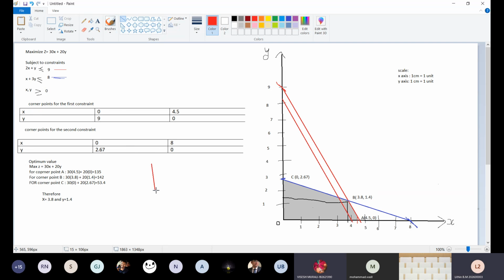Sir, could you repeat the question? Yes, I'll repeat it. Initially, when the capacity was 8 hours, the optimum value was 128. Then I increased my capacity from 8 to 9, a 1 hour increase. When I increased it by 1 hour, my profit increased by 14 rupees, from 128 to 142. Now, if I had decreased my capacity by 1 hour, what would have been my profit?